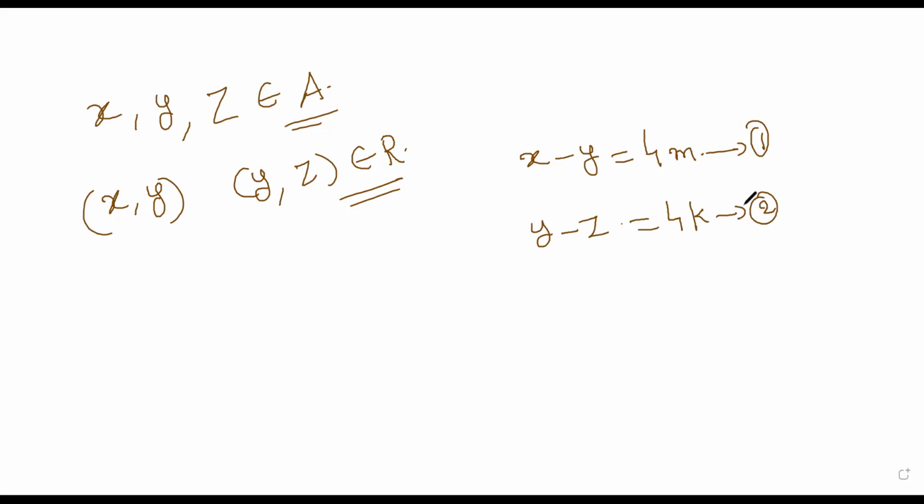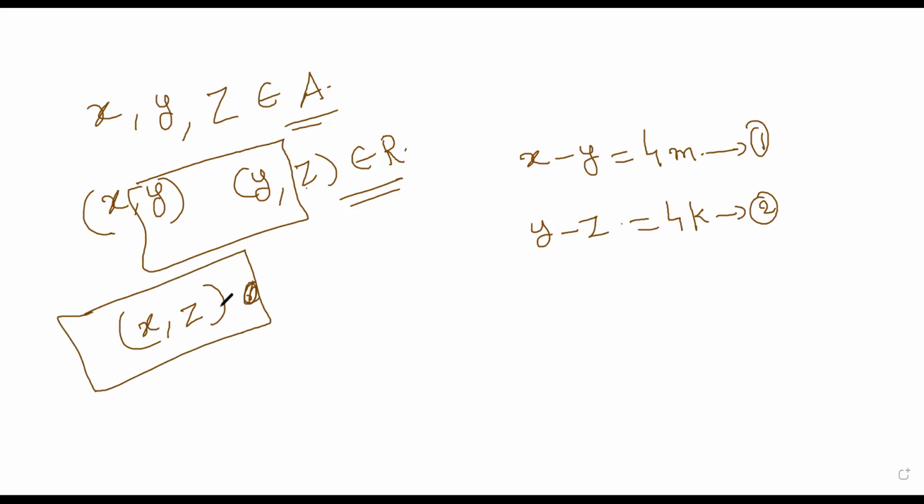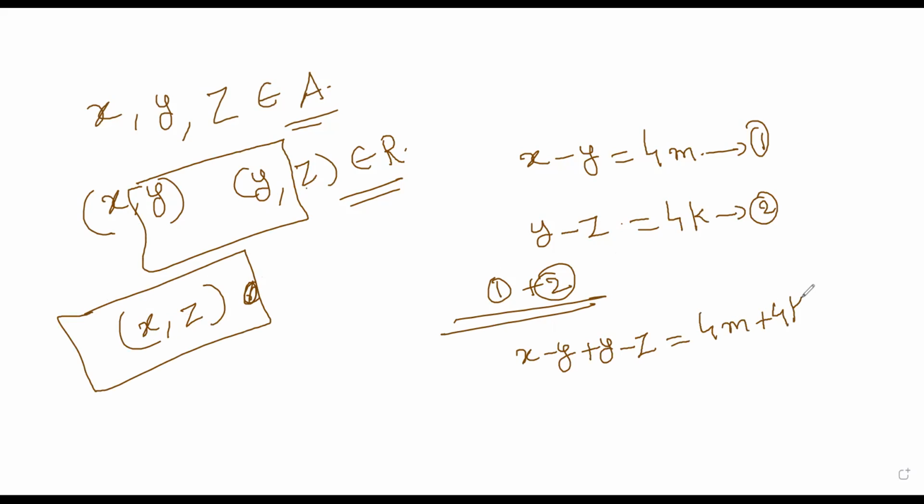This is equation 2. Now we have to check, removing y, adding up these two, that is (x, z), whether it belongs to R or not. This is the check we have to see: whether x minus z is a multiple of 4 or not. So add up 1 and 2. x minus y plus y minus z is equal to 4m plus 4k. So that is 4 into (m plus k). So y gets cancelled, so x minus z is equal to 4 into (m plus k).